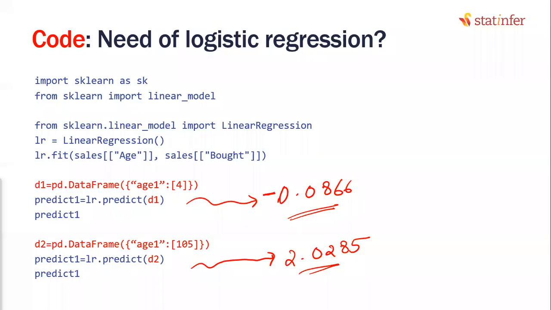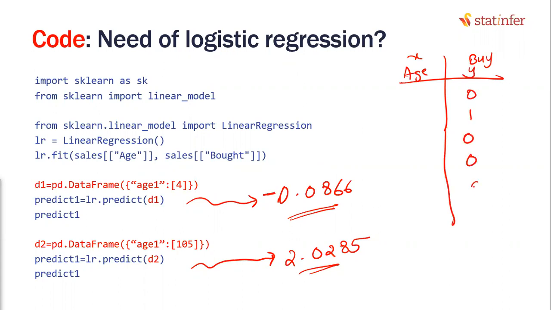Hey, listen to this carefully. I have the age variable, which is the X variable, and I have the buying variable, which is the Y variable. Buy takes two values. There are some zeros, there are some ones. Zero means a person is not buying that product. One means a person is buying that product. Maybe the product can be anything.